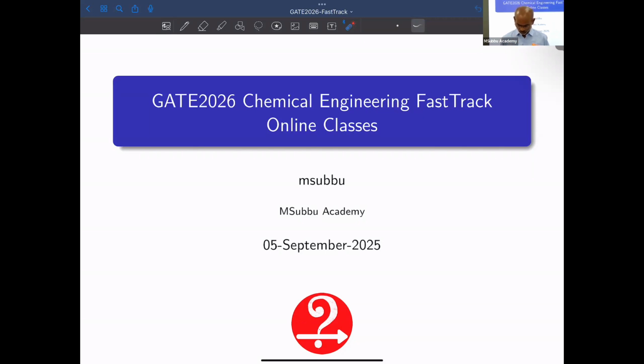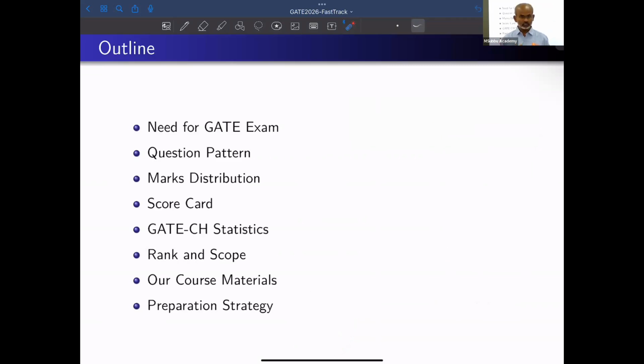Before seeing this in detail, let us see what the plan for the day is. We'll see the need for the GATE exam. Of course, all of you know, still I will say from my perspective, whatever I came across. And what is the question pattern, mark distribution, and a typical scorecard, what are the statistics, what is the detailed mark distribution, what we are aiming for, and with whatever marks you get, where you can go, what sort of material we have, and what preparation strategy we are going to follow in the another 16 weeks of time. So a total of 17 weeks is available, and in the last 1 week we don't have classes.